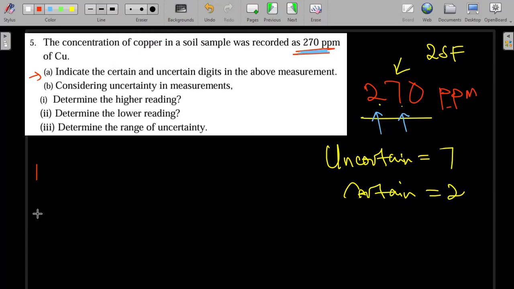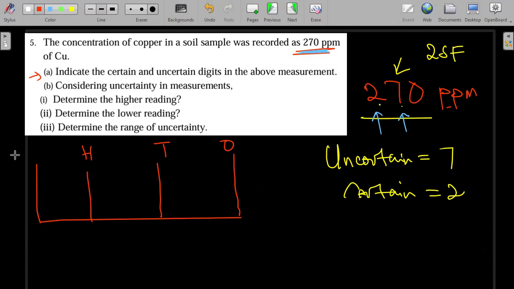We said we play with the abacus. If you remember, it had ones, tens, hundreds, and then thousands. This number, the way it is, is 270, because we read this as 270. So the 2 is in the hundreds, the 7 is in the tens, and this 0 is in the ones. The uncertainty depends on where the uncertain digit is on the abacus.